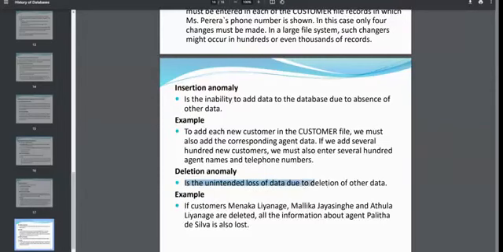Unintended loss of data due to deletion of other data. When you are going to delete some data, some related data can be deleted automatically. So when it is trying to do one task, an unexpected thing can also happen, right? This kind of thing can be considered a deletion anomaly. These things occur due to some drawbacks of file systems.